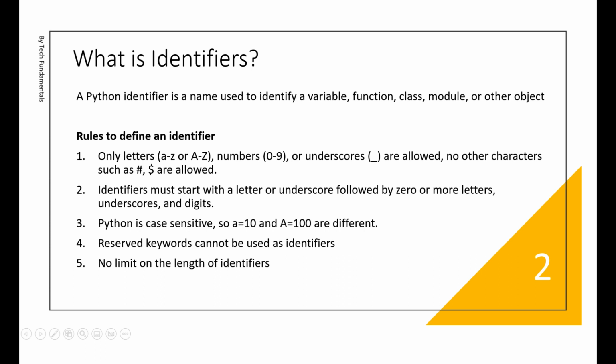Python is case sensitive, so lowercase a and big A are different. When we say small a equal to 10 and big A equal to 10, both are two different variables. Reserved keywords cannot be used as identifiers. The next slide will go into more detail about reserved keywords. Identifier length can be unlimited, so there is no upper limit on the length of identifiers.